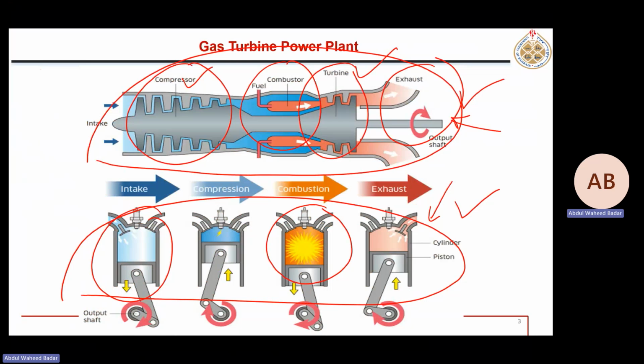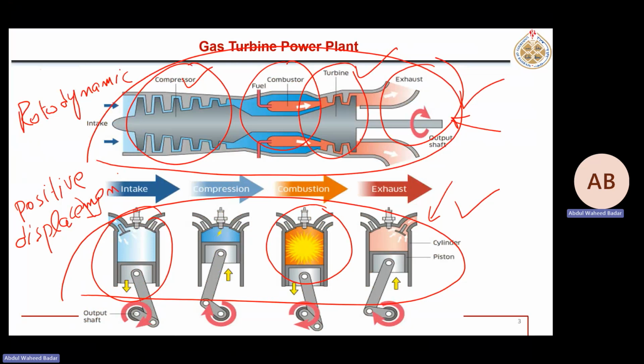But it is operating in two different ways. Here, this type of machine is called a rotodynamic machine, and this type of machine is called a positive displacement machine. The analysis of both of these machines is different, because here the fluid flow is continuous. Here the fluid flow is not continuous, it's pulsating or intermittent.